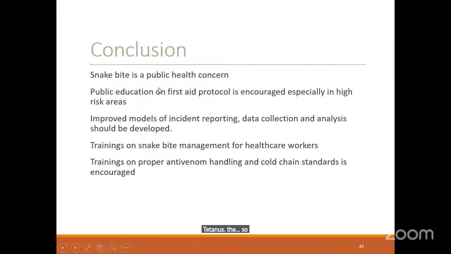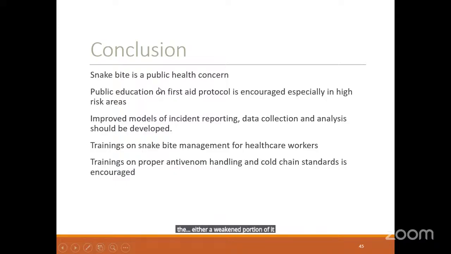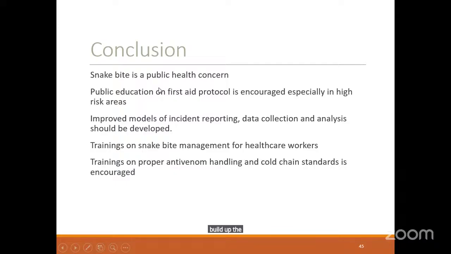So it is not actually the source. What matters there is either a weakened portion of it that will stimulate immunity for future use, as the toxoid, which usually is given in very small dose like 0.5 ml. So just something to stimulate your system to build up the immunity.